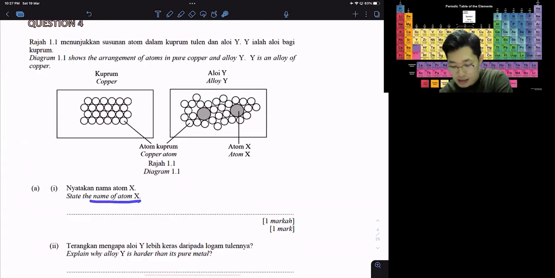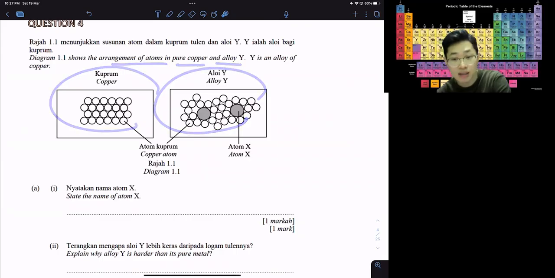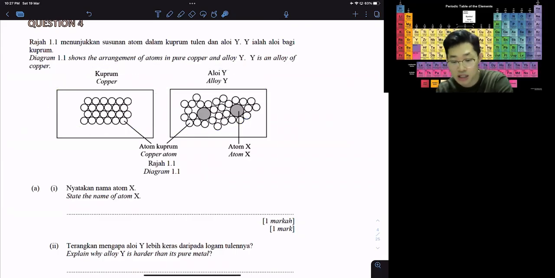Name atom X. They said atoms in pure copper and alloy Y. So this is copper and then alloy Y made of copper. But they don't say they want bronze or tin. Bronze or brass. You can just write either one. It can be tin or zinc.